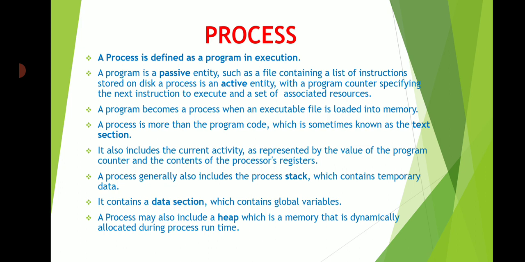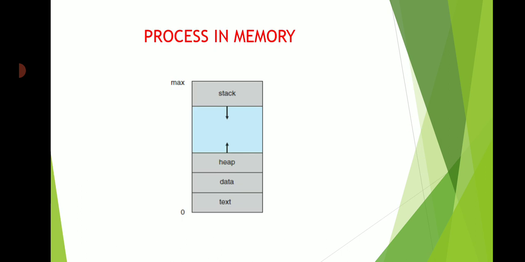So a process is more than the program code, which is sometimes known as the text section. Here many sections are called: one is the text section, and a stack, a data section, and a heap. This is a process in memory. Here you see the stack, heap, data and text section.